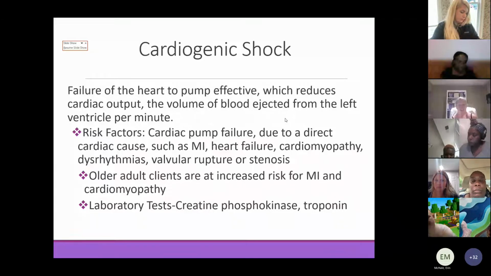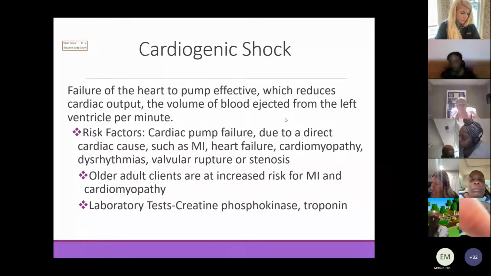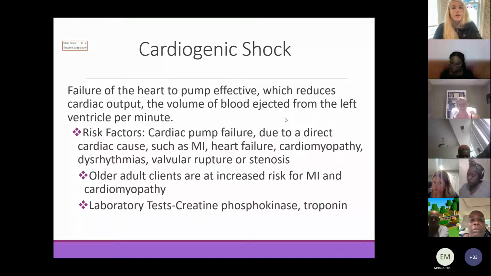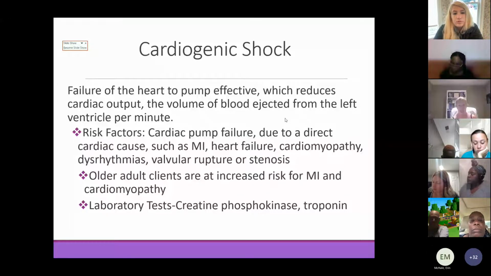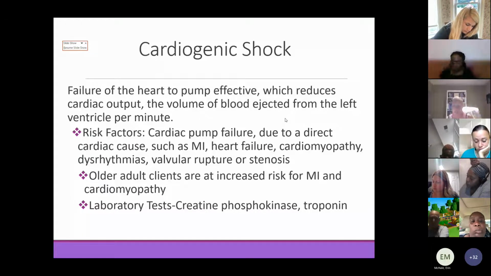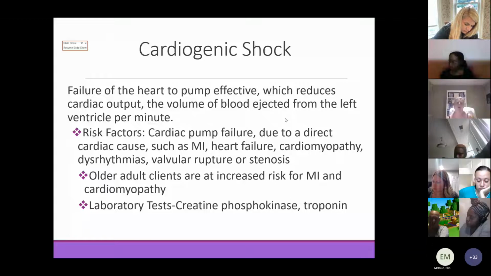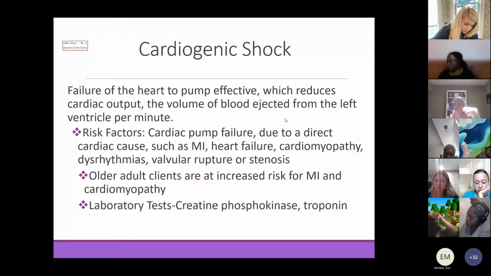Cardiogenic shock is a failure of our heart to be able to pump effectively. So that's going to affect how much blood comes out with each pump, so it's going to decrease our cardiac output. Every time our heart pumps, the amount that we normally put out is going to be decreased. Causes include cardiac pump failure, a heart attack, regular CHF heart failure, cardiomyopathy, any type of dysrhythmia like AFib, some kind of rupture in our valves, or any kind of valvular stenosis.